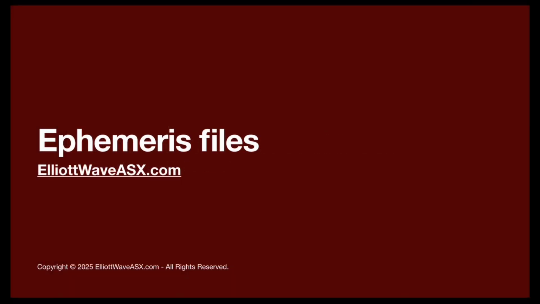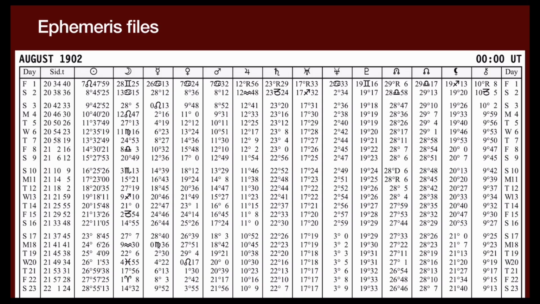But first of all, I need to talk about some of the background work and research that needs to be done before you can even start looking at Gann's techniques. Now this is an ephemeris file. Along the top you'll see a number of symbols, so you need to get to know what these symbols mean, and they represent the planets.